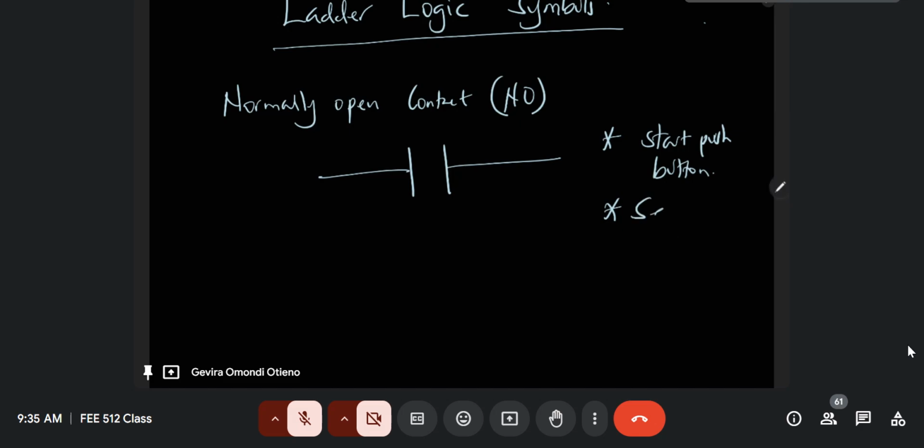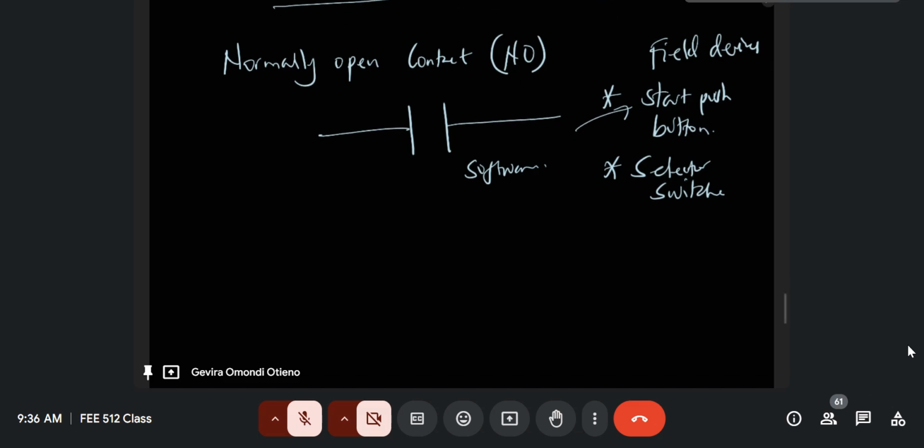So you have selector switches. Now, these are field devices that could be connected to this normally open contact. So remember, this is the logic. This is software. These are the field devices that can be represented using a normally open contact. So it could be a start push button or a selector switch. You remember the selector switches are those ones where you have to select. Maybe the first one is on, the next one is off, then the third one you put on and stuff like that. It could also be some digital instruments. I don't want to get into that, but that's the normally open contact.